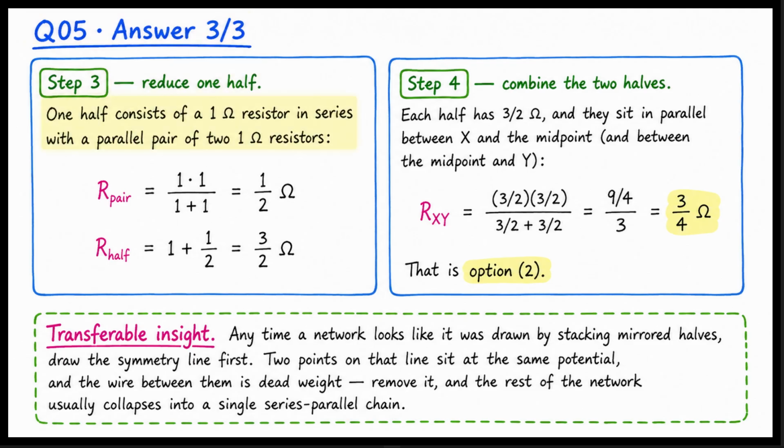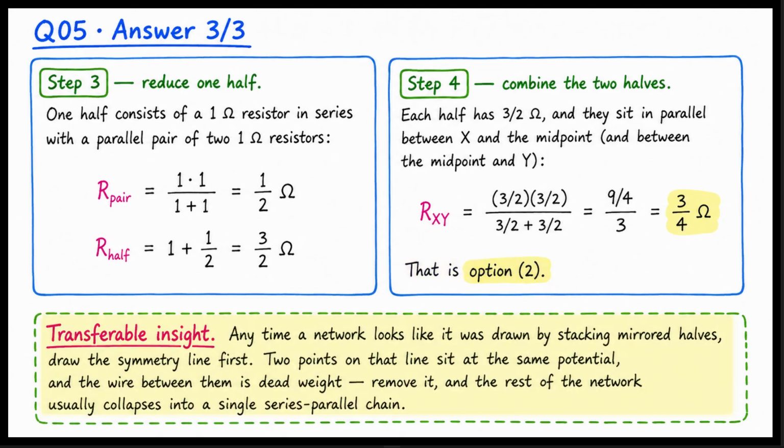Step 3. Reduce each half. Each half consists of a 1 ohm resistor in series with a parallel pair of two 1 ohm resistors. The parallel pair is 1 times 1 over 1 plus 1, which is 1/2 ohm. Then the half is 1 plus 1/2, which is 3/2 ohm. Step 4. Combine the two halves. Each half has 3/2 ohm, and they sit in parallel between X and the midpoint, and between the midpoint and Y, so Rxy equals 3/2 times 3/2 over 3/2 plus 3/2, which is 9/4 over 3, which is 3/4 of an ohm. That is option 2.